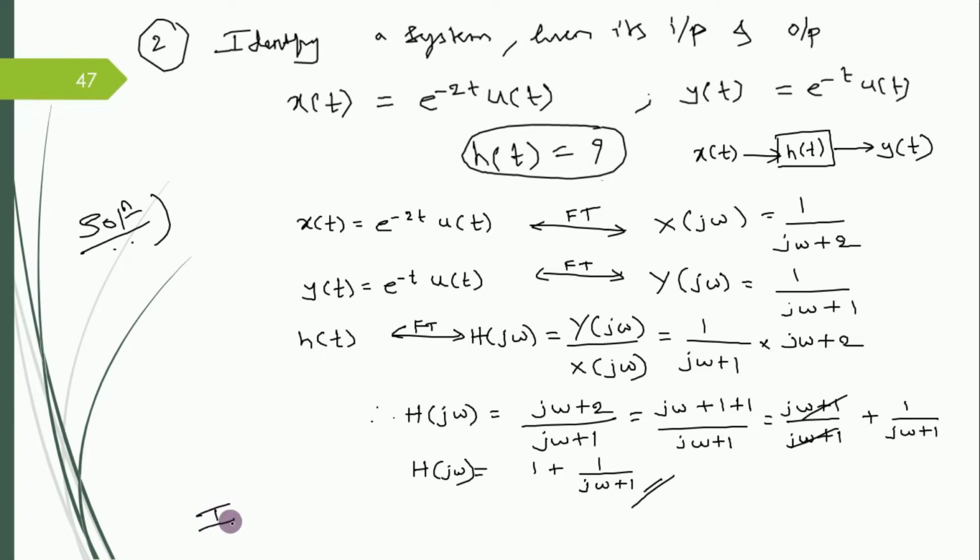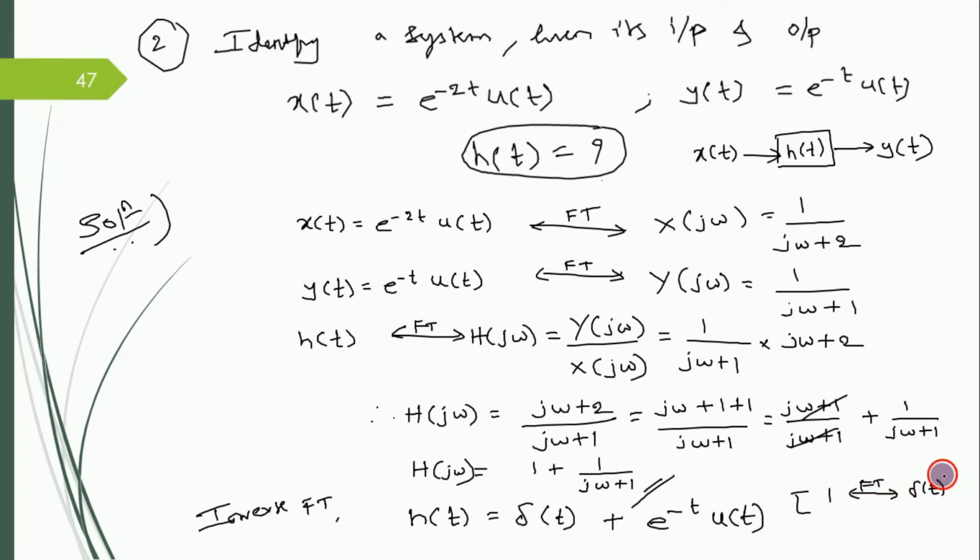Now if you take the inverse Fourier transform to it, we get h of t. What is the inverse Fourier transform of 1? The inverse Fourier transform of 1 is delta of t. We know it. Plus the inverse Fourier transform of 1 divided by j omega plus 1, which is e raised to minus t into u of t. So remember, 1 and delta of t are an FT pair. In the frequency domain you get 1, in the time domain it is delta of t. So this is the system function, or h of t.